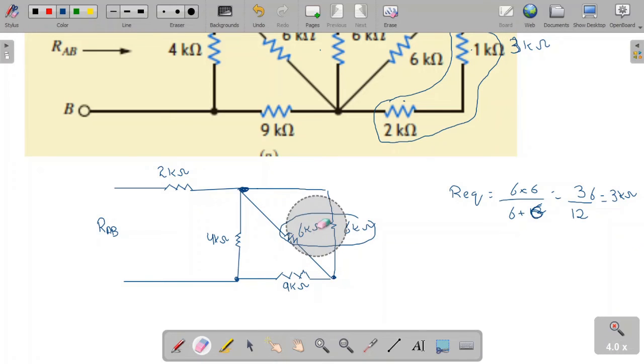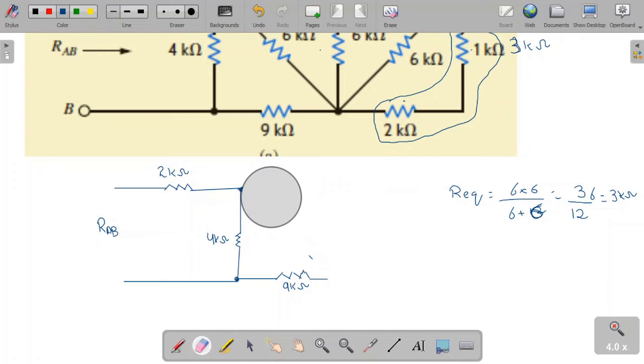So I'm going to do it. I'm going to remove these two and I'm going to simply place a 3 kilo ohm resistor over here. So this is my, for example, 3 kilo ohm resistor.